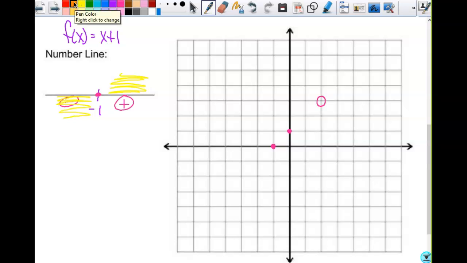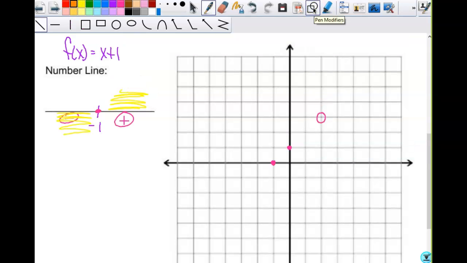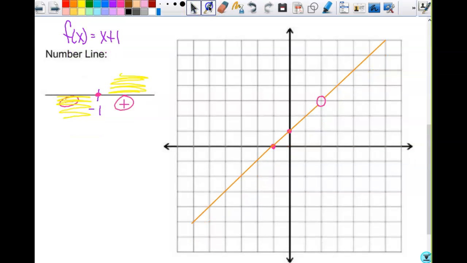And then we can just draw in our line, and you can use your line tool because I'm gonna cheat here too. Remember, don't draw right through the hole because it's a hole. And that is what our graph looks like. Okay, any questions at all?